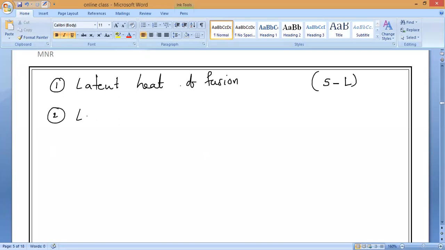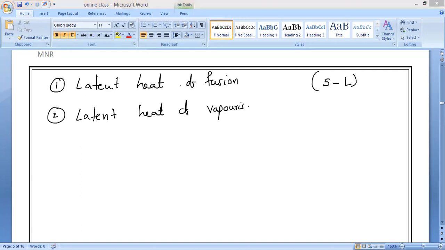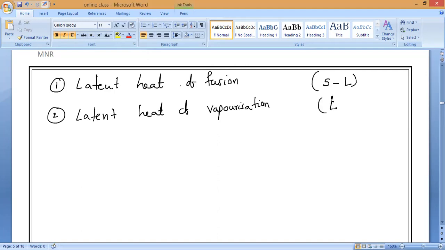Next one is what? Latent heat of vaporization. Understood? So vaporization we can also call boiling. So which state is converting to which state, guys? Liquid state to gas. So solid to liquid and liquid to gas happen by increasing heat. Yes or no? So that is what will happen.